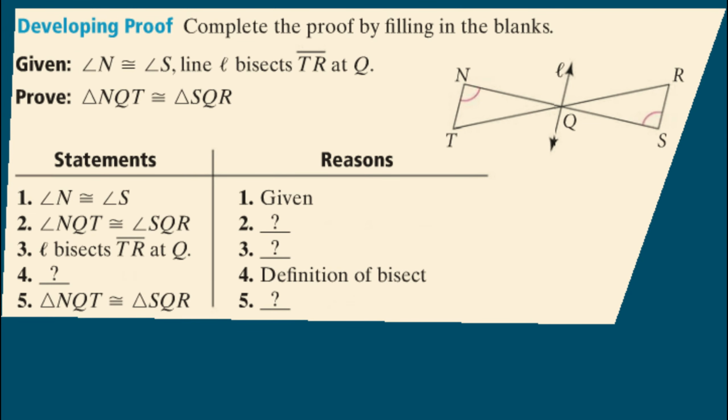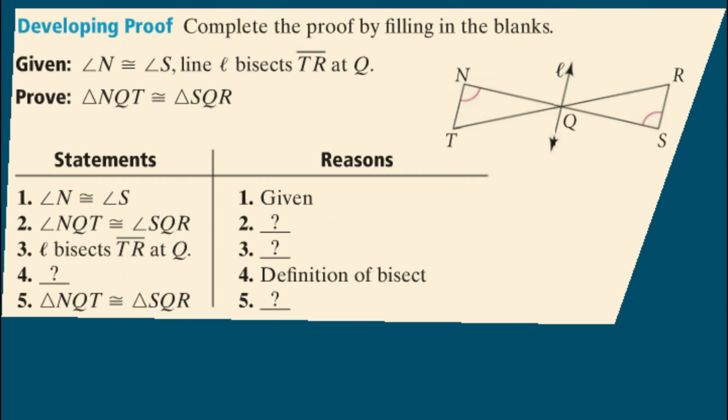Next, we have another one. This one, it says to complete the proof by filling in the blanks, right? So I can look at my diagram and I look at my given, what I'm trying to prove. Okay, what am I trying to prove? All right, I'm trying to prove that two triangles are congruent. I can go through my head again. Okay, I got my shortcuts. You can write them down if you want. All right, next is, let's get started with this.